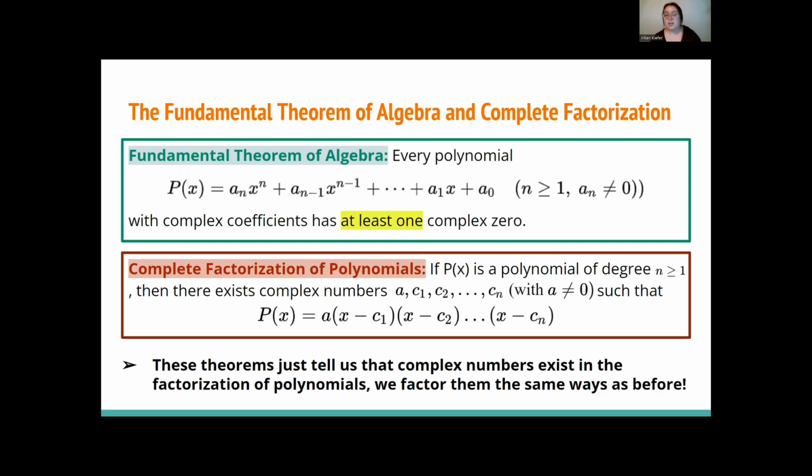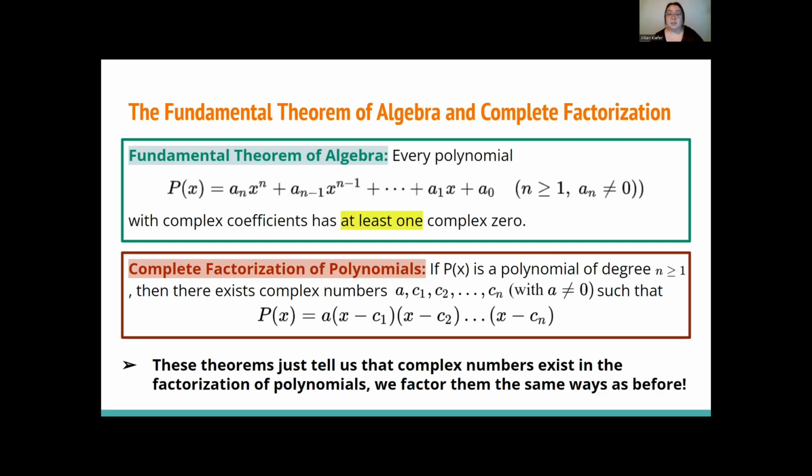There's really no difference. They will all look like x plus or minus a number. That is how you have the complete factorization of a polynomial. You break it down into these factors that look like x plus or minus a number. That number may or may not be complex, so they may or may not have a value of I, but your polynomial will be broken down into all of these terms. So that's the complete factorization of a polynomial.